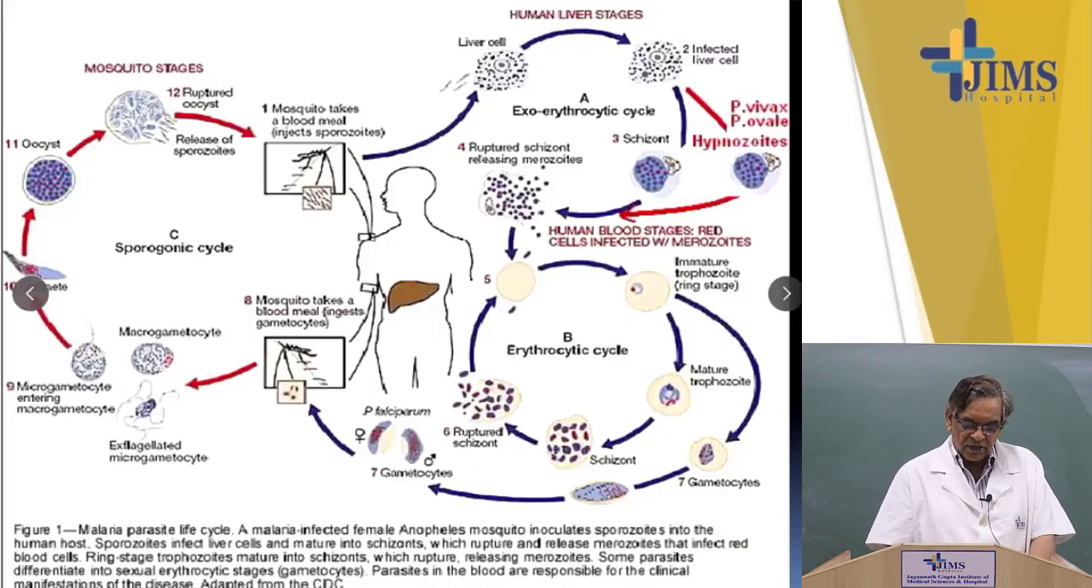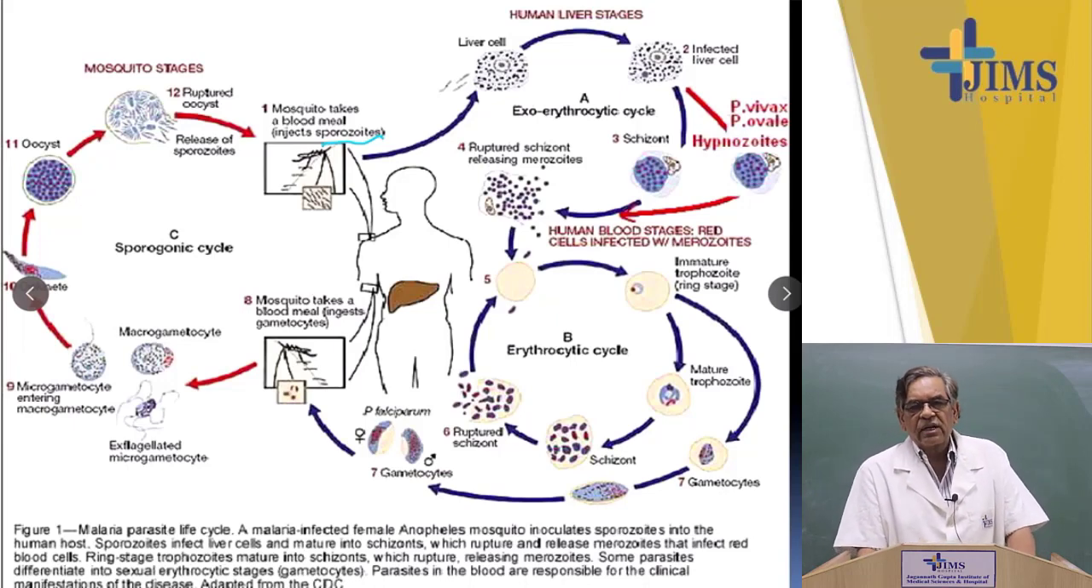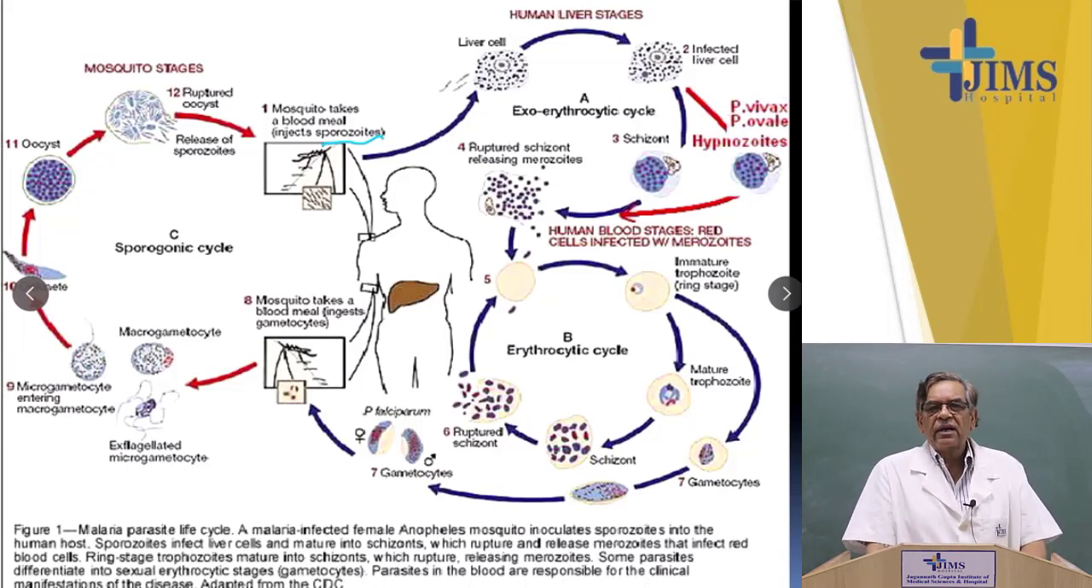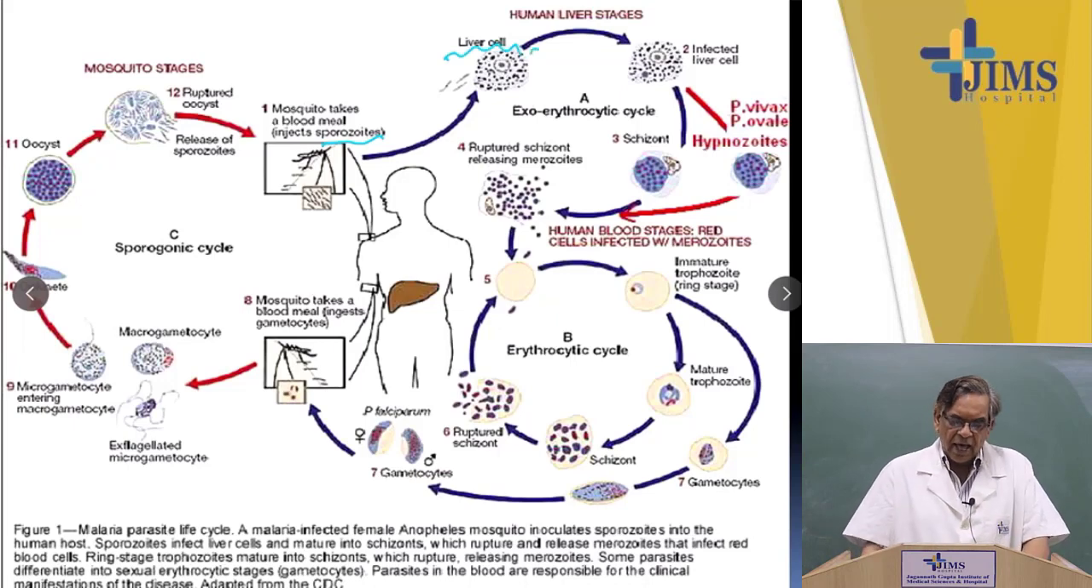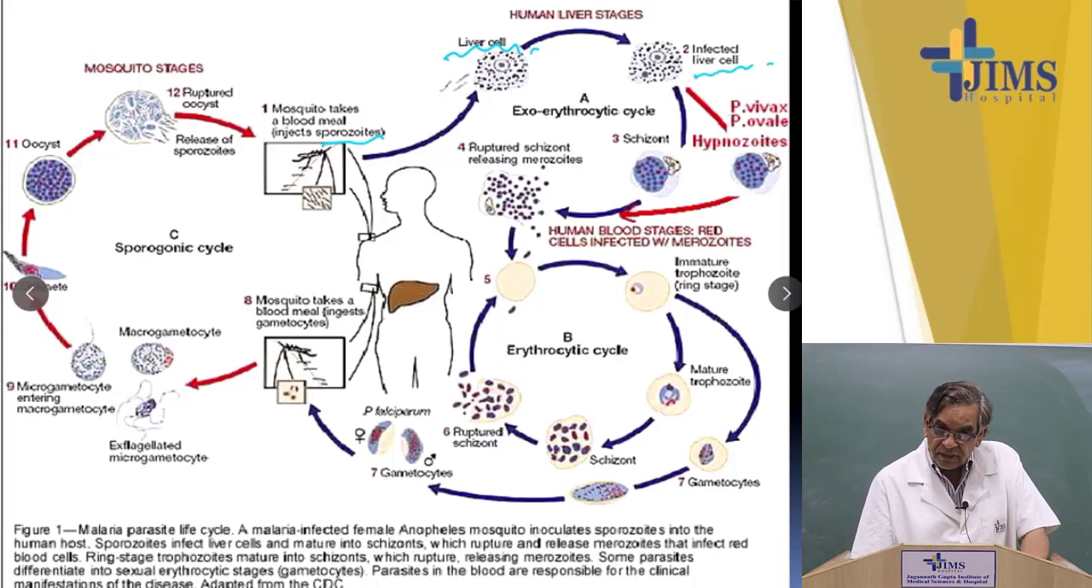Once it enters the bloodstream, as you see, it stays in the blood vessel for about 30 to 60 minutes and tries to avoid phagocytosis by the leukocytes, and it invades the liver. It enters the hepatocyte, the liver cell, and infects it. And in this hepatocyte, two things happen. One is that some of these sporozoites don't undergo replication. They just lie dormant and stay as hypnozoites.